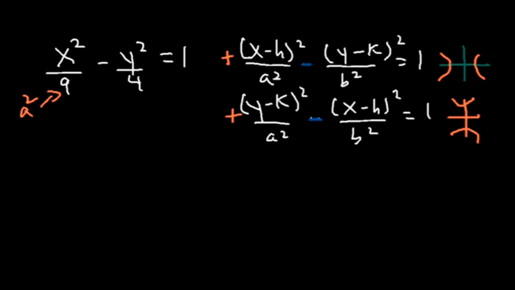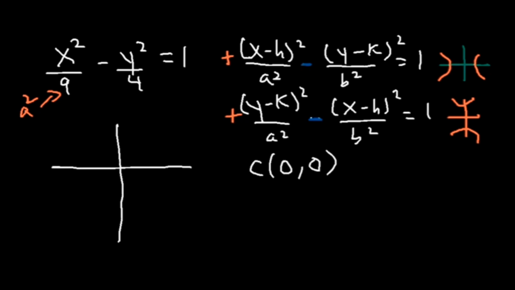The center is 0, 0, because there's no h and k in this example. That's the midpoint of the two vertices. Since a is 3, we need to go 3 to the left and 3 to the right. And b squared is 4, so that means b is 2. So we need to go up 2 and down 2, and then make a box.